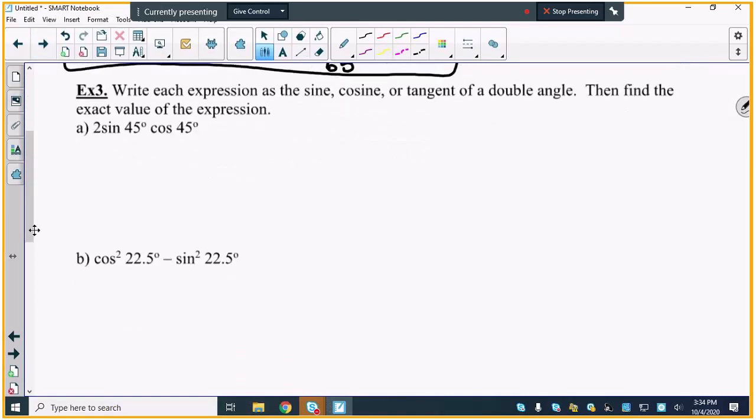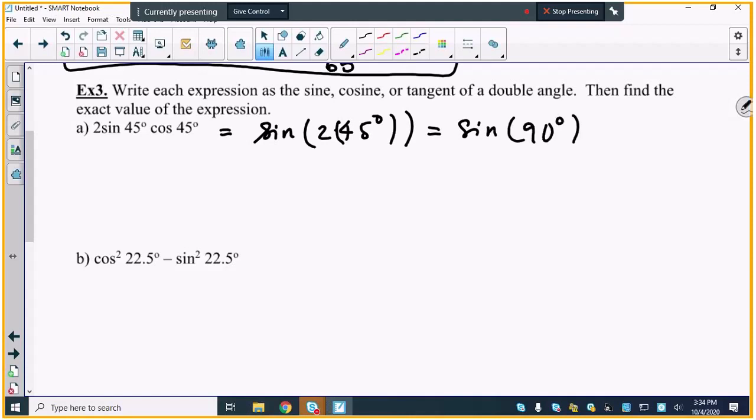Write each expression as the sine, cosine or tangent of a double angle, then find the exact value of the expression. So the first one clearly is the double angle formula for sine. So I will say it is sine of 2 times the base angle, which is 45 degrees. So 2 times 45 degrees is 90 degrees. So this is sine of 90 degrees, and that's 1.